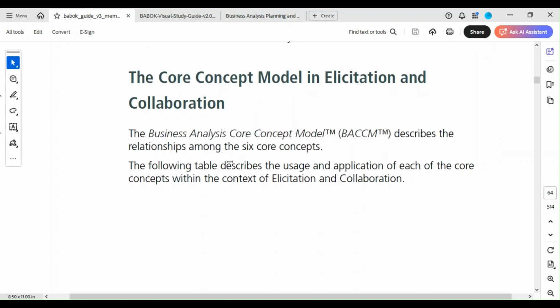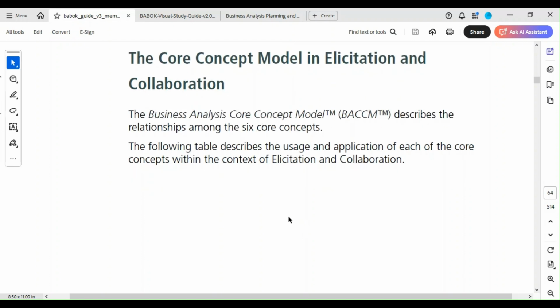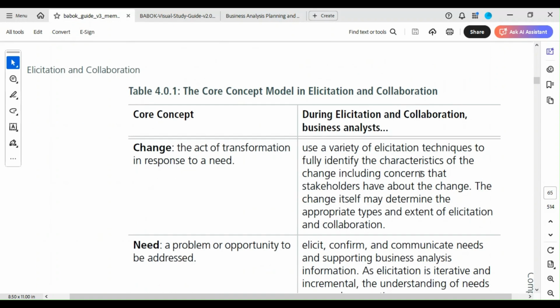Now, the core concept model in elicitation and collaboration. The business analysis core concept model describes the relationship among the six core concepts. The following tables describe the usage and application of each of the core concepts within the context of elicitation and collaboration.